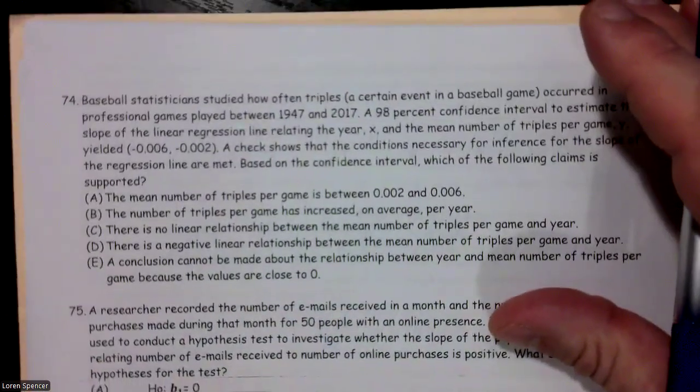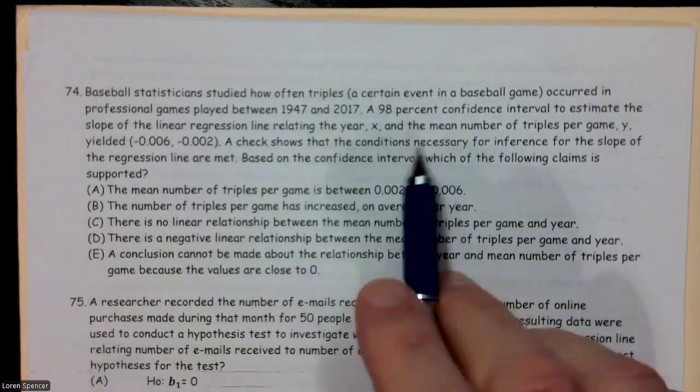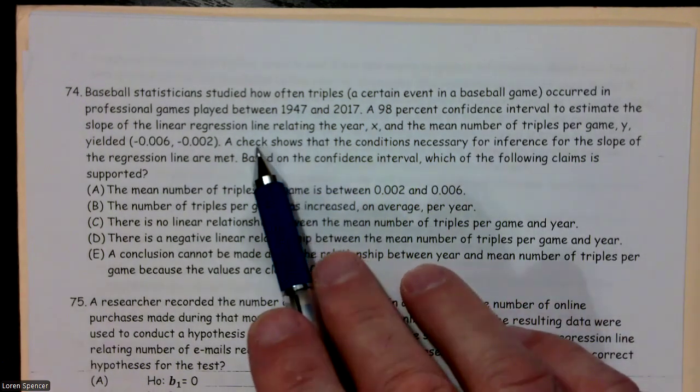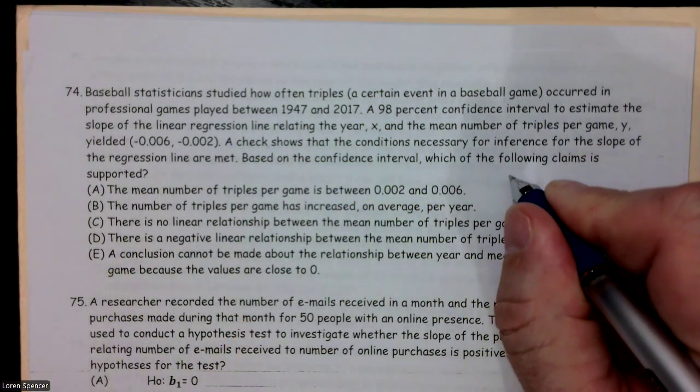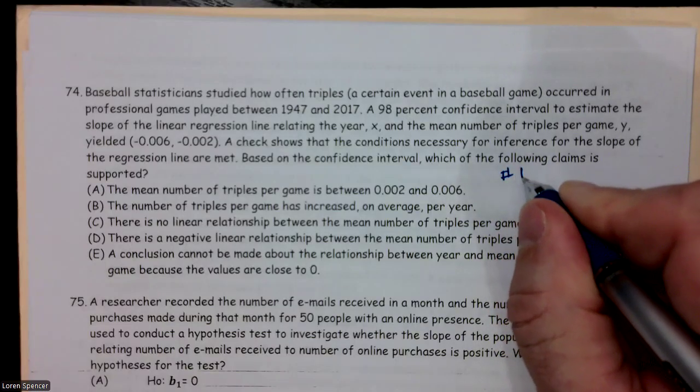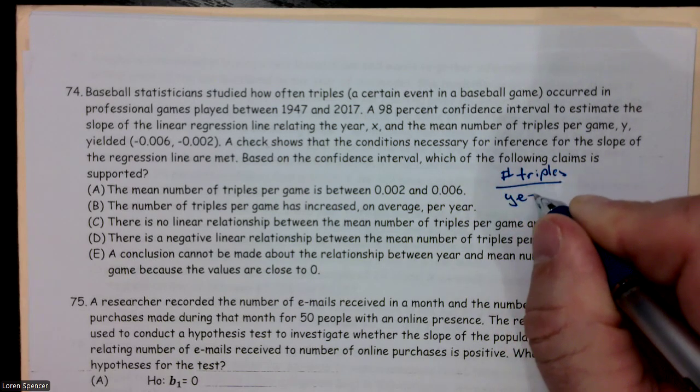Number 74. Baseball statisticians study how often triples, a certain event in a baseball game, occurred in professional games played between 1947 and 2017. A 98% confidence interval to estimate the slope of the linear regression line relating the year X and the mean number of triples per game Y yielded this. All right. So basically, we're going to say, okay, number of triples over year.